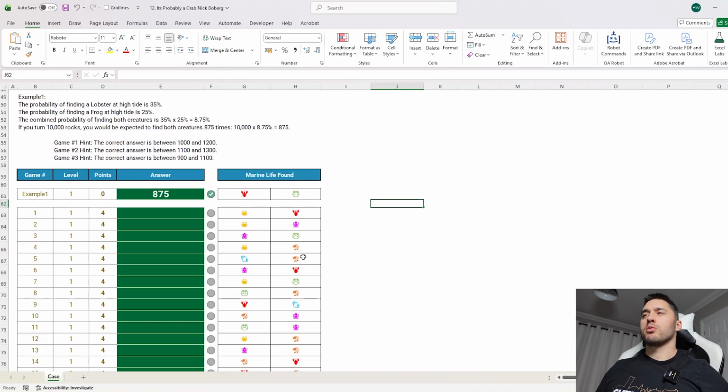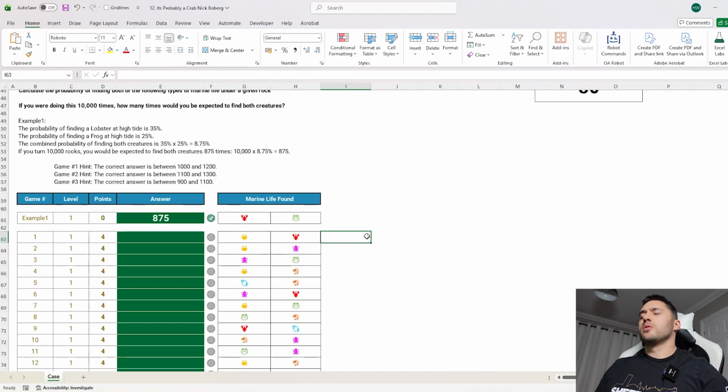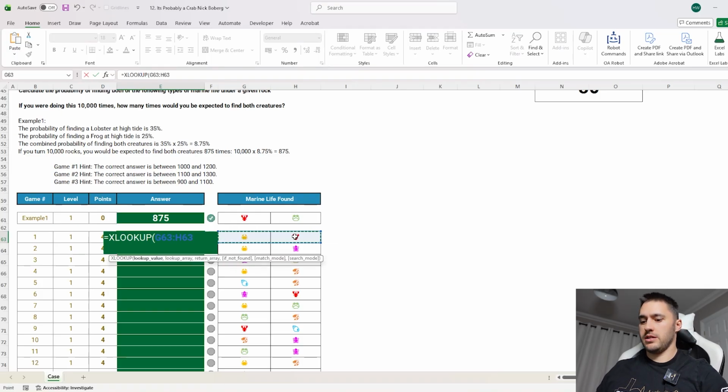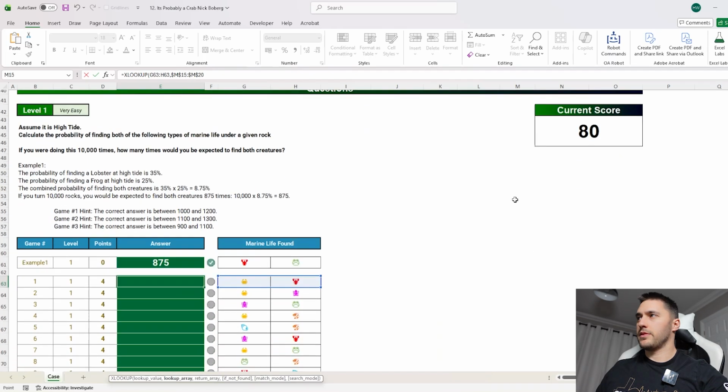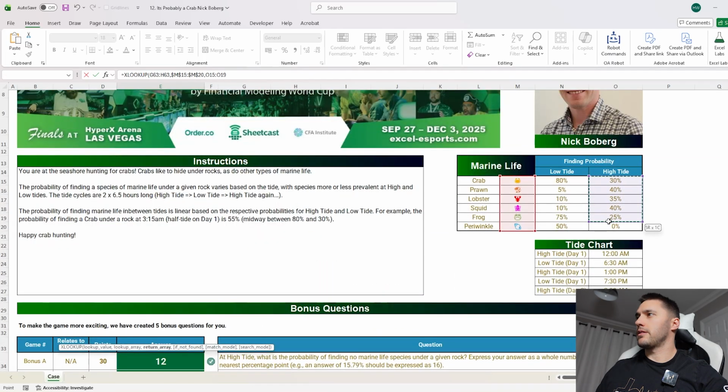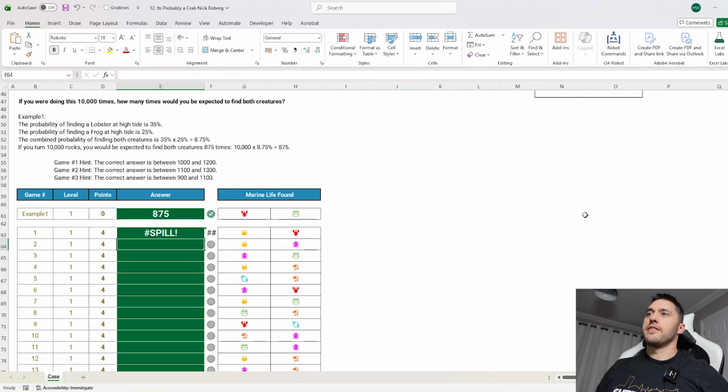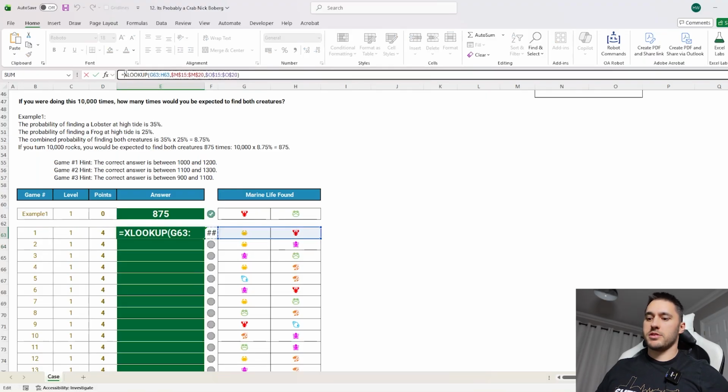So the first question is, what's the probability of finding both of these things? So it helps to know a little bit of maths here, but I mean the examples guide you through it. To find the probability of both happening, you times the probability by each other. So I want to say XLOOKUP these in high tide, so here, and return high tide percentages there. And then what we want to do is multiply them together. So we can say product.